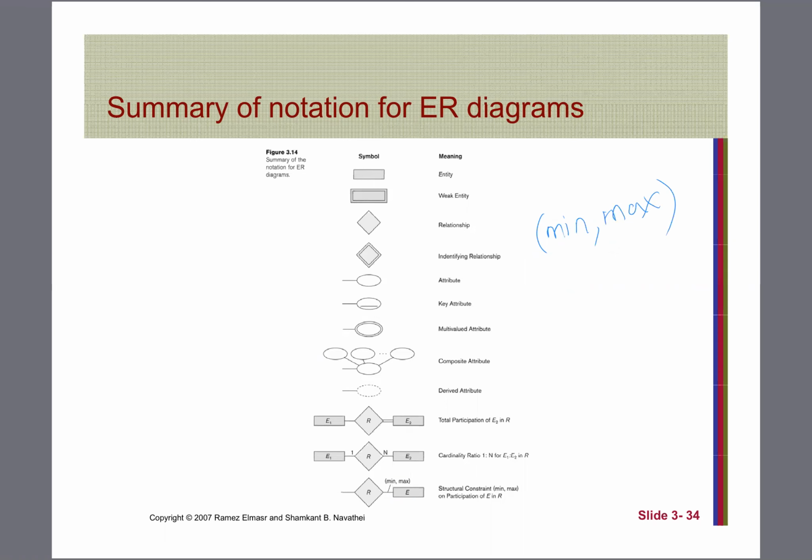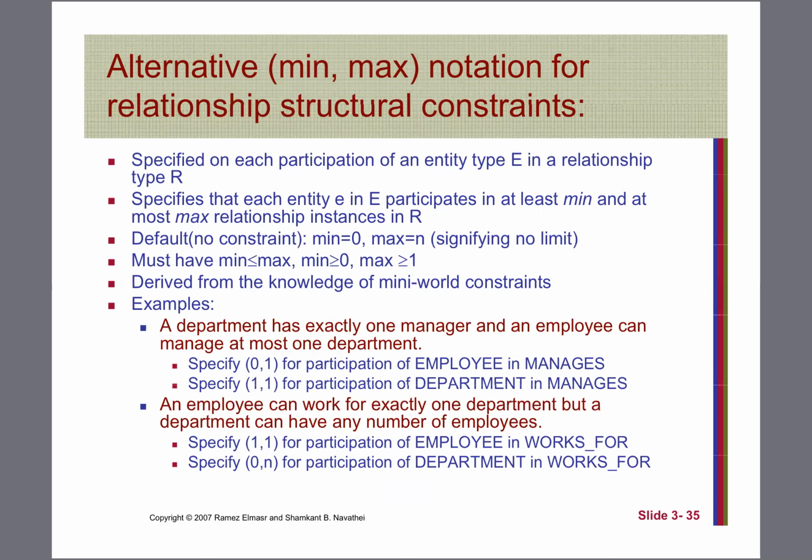Okay. So this is what I am going to explain in the next slide. And where is it written? It is written for every relationship here. So you just write it like this. It just specifies the least minimum and the most maximum relationship instances in R. Okay. What does that mean? We will look into it further here.